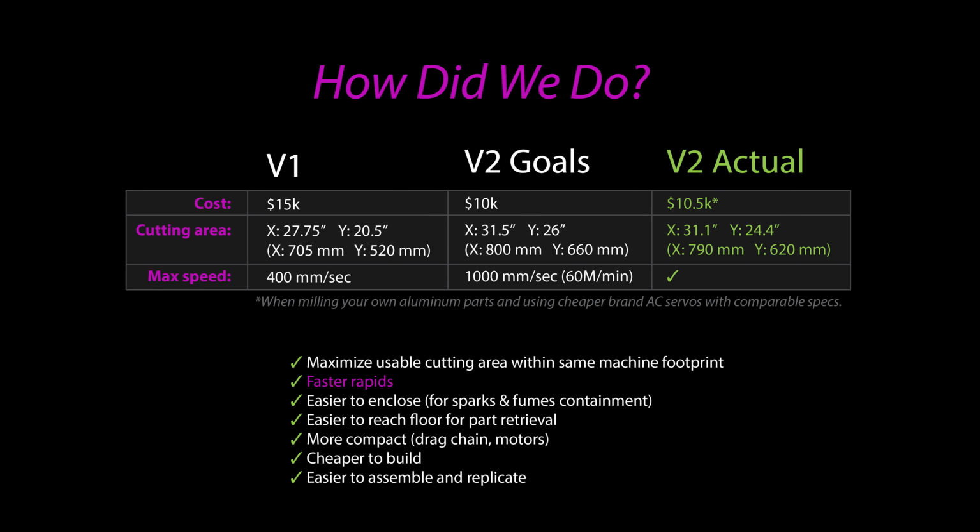We got faster rapids. It was easier to enclose. The door panels make it easier to retrieve parts. It's more compact with a drag chain on the interior and having the motors oriented downwards. And it was way cheaper to build. It's also very easy to assemble if you don't mind working with hundreds of angle brackets and T-nuts. And hopefully it'll be easy for anyone wanting to try to replicate this machine with a full 3D model and bill of materials available, and having the option to order the custom parts through PCBWay.